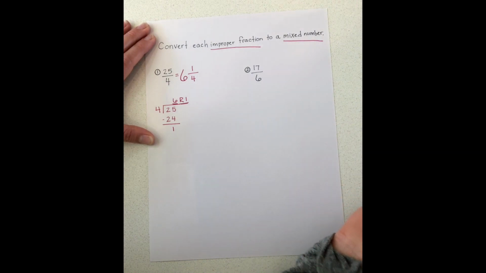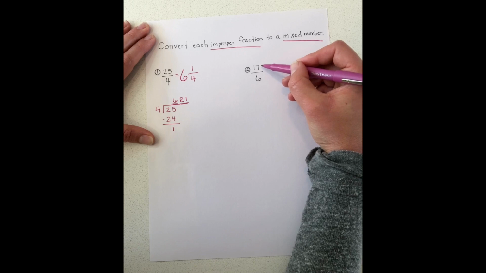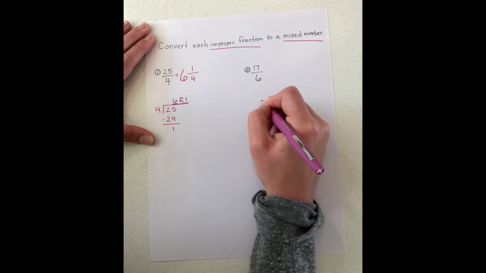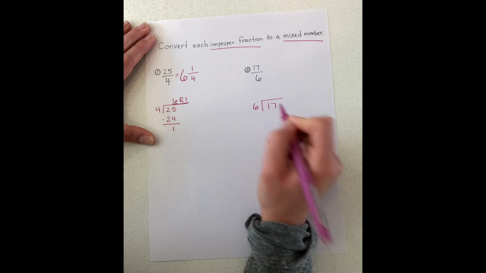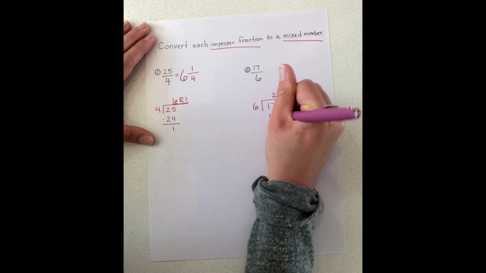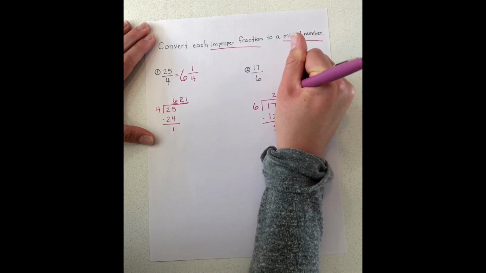Let's take a look at number 2. Same process. We have an improper fraction because 17, the numerator, is bigger than 6, the denominator. I take my numerator, 17, and divide it by my denominator, which is 6. 6 goes into 17 2 times. 2 times 6 is 12. And when I subtract that, I get a remainder of 5.